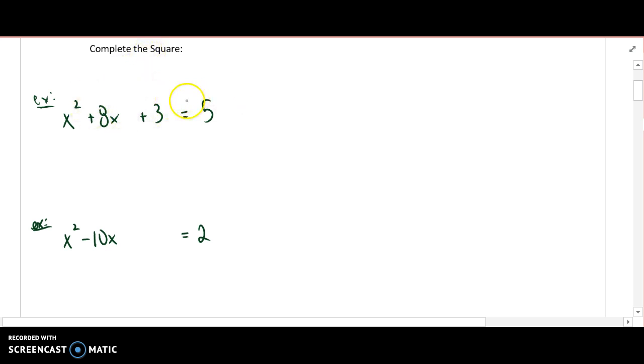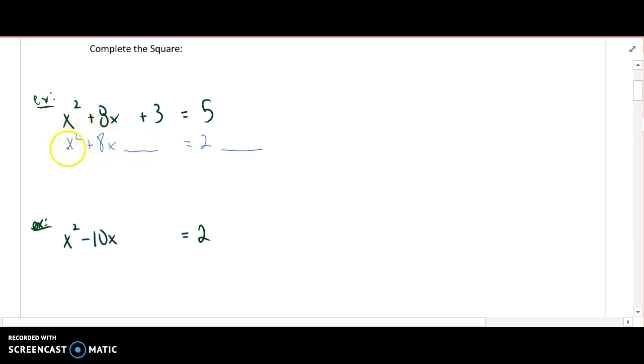So I have this equation, and I want to solve it by completing the square. First off, I'm going to move the 3 over to the other side, so now it's x squared plus 8x is equal to 2 when we subtract 3 from both sides. Then I'm going to put a little line right here, and then that same line on the other side. I have to figure out what number goes here in order to complete this square.